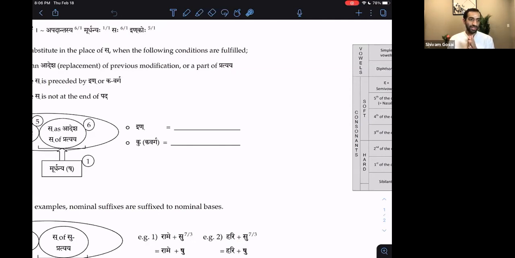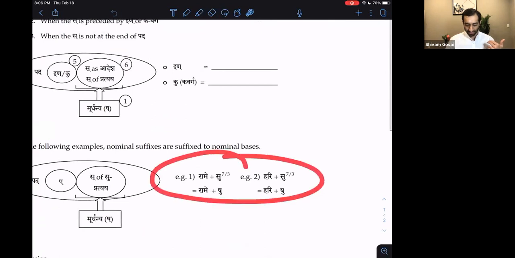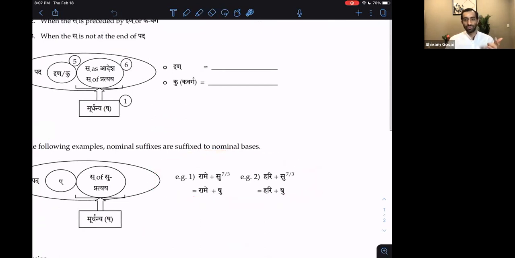Something I should have mentioned is that we see this generally in 7-3. Su becomes shu: Rameshu, Hari su becomes Harishu. Just to note why this is useful, I said it's useful because we've seen it so many times already.